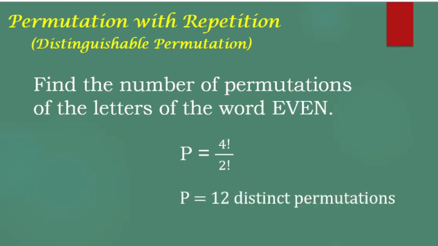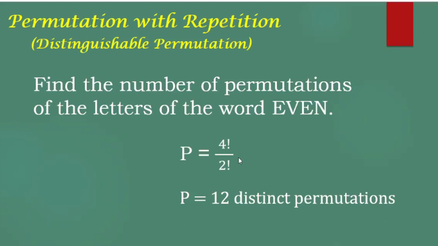So find the number of permutations of the letters of the word even. Despite the fact that we are already done with this problem, I will show you using the permutation with repetition formula. So we have P equals, since we have 4 letters, 4 factorial, all over, and then we have letter E and letter E. They repeat each other, so we have 2 factorial.